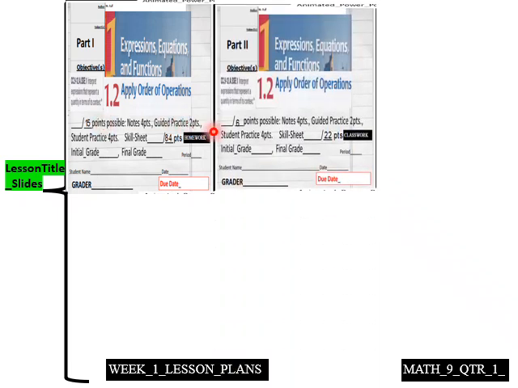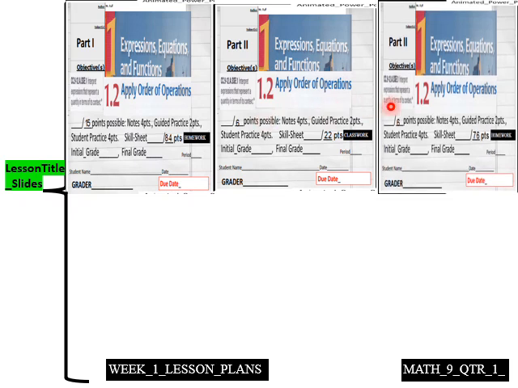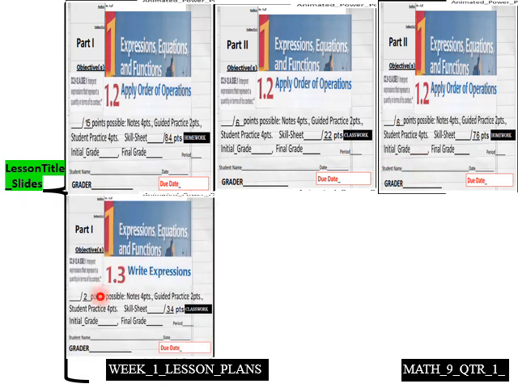Then we go into 1.2 part 2 classwork: 22 points and 6 points of note-taking. And 1.2 part 2 homework is 76 points of homework and 6 points of note-taking. That's 1.2 apply order of operations, video and PowerPoint closed worksheets, note-taking guides.